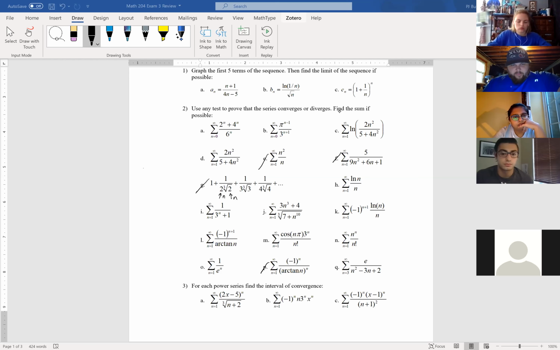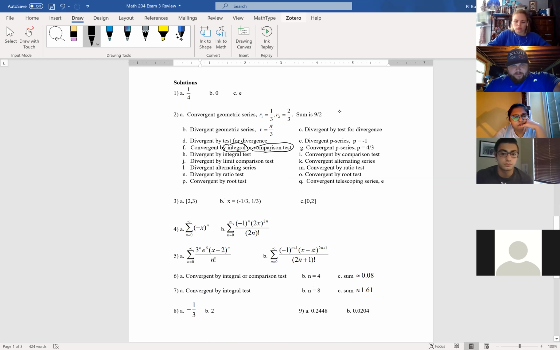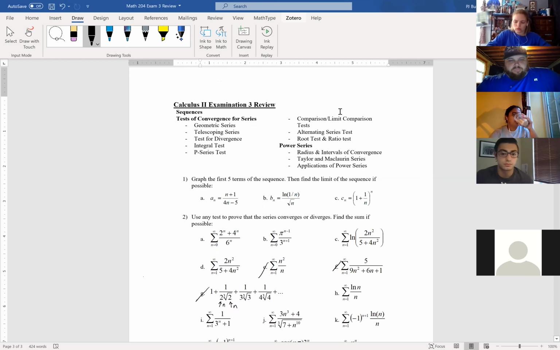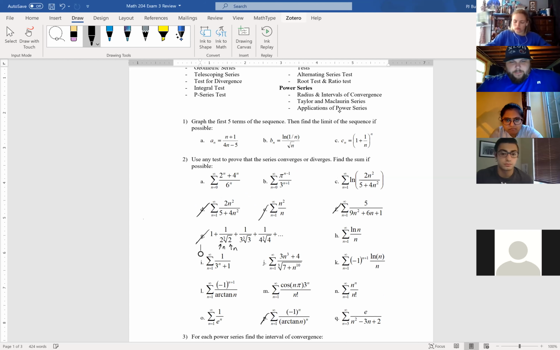So it appears you could use that. I think it probably tells you to use a comparison test. Let's see. Nope, it does do test for divergence. How about that? All right. Let's try.